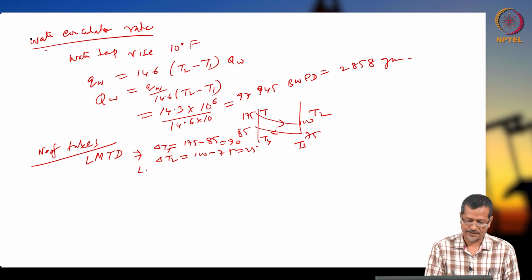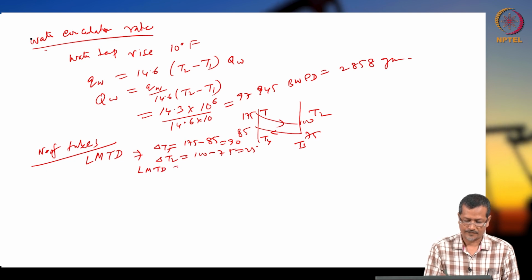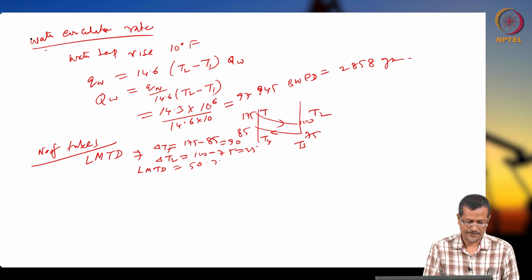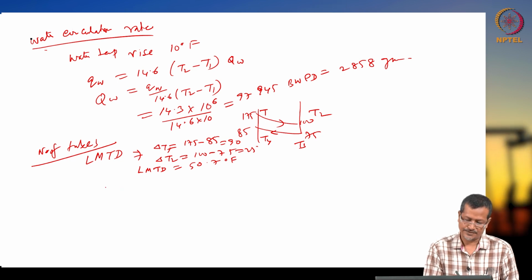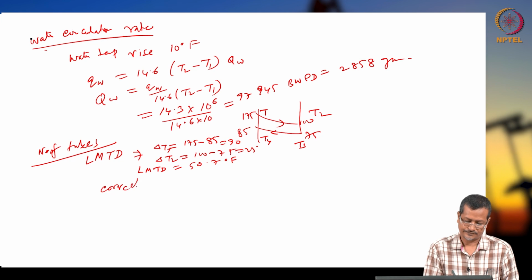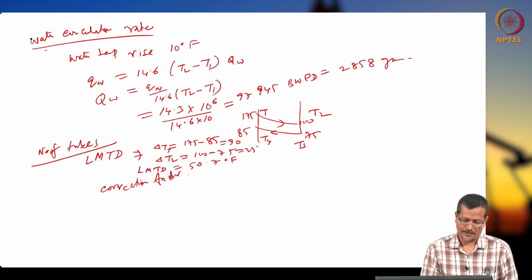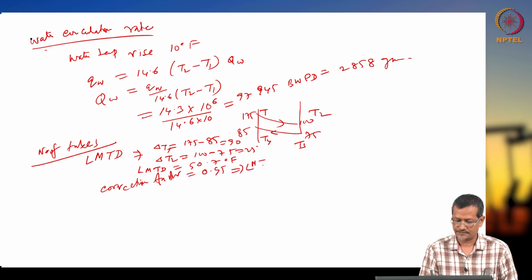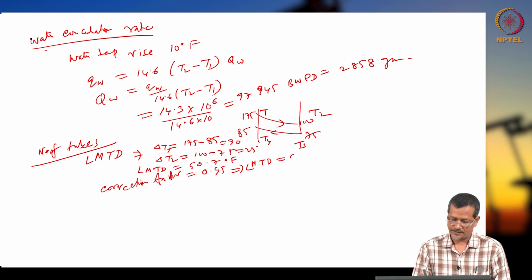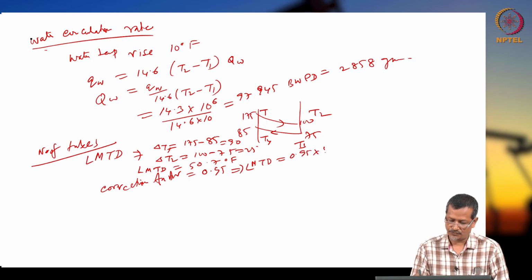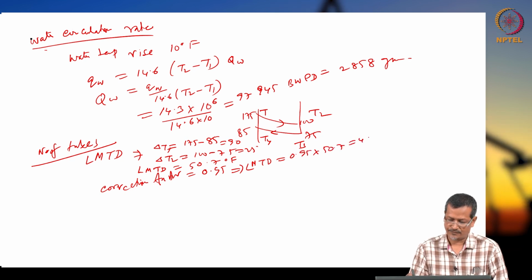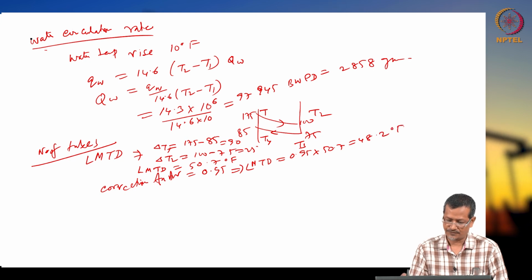So LMTD equals 50.7 degree Fahrenheit. So correction factor, if I use 0.95, then LMTD becomes 0.95 into 50.7, it will be 48.2 degree Fahrenheit.